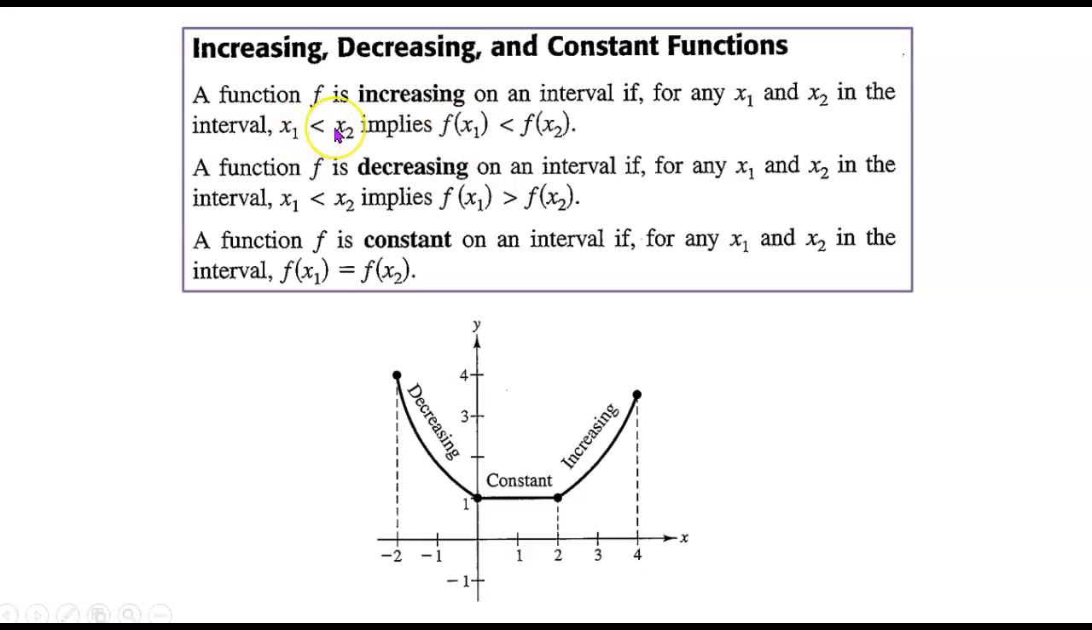So when you plug two numbers into the function, you get two numbers out that have the same relationship. Smaller number going in gives you the smaller value coming out. The bigger number coming in gives you the bigger number coming out. For a decreasing function, it's the other way around. The bigger a number you plug in, the smaller a value you get out.